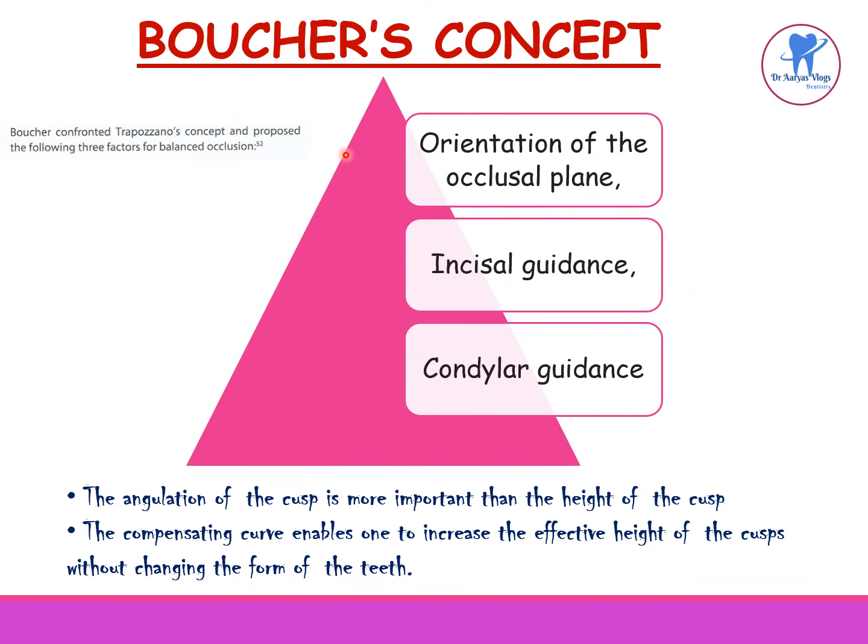Coming to Boucher's concept, he confronted the Trapezius concept and proposed the following 3 factors for balanced occlusion. Which are they? There are 3 fixed factors: orientation of the occlusal plane, incisal cadence, and condylar cadence. According to Boucher, angulation of the cusp is more important than the cusp height, and the compensating curve enables one to increase the effective height of the cusp without changing the form of the teeth.